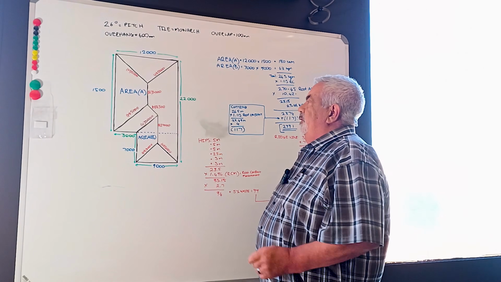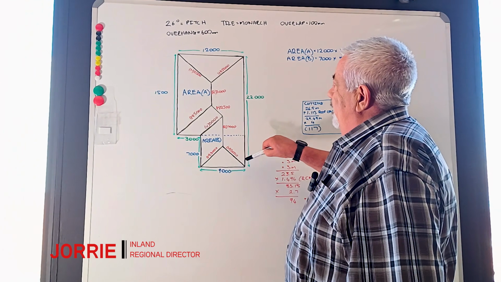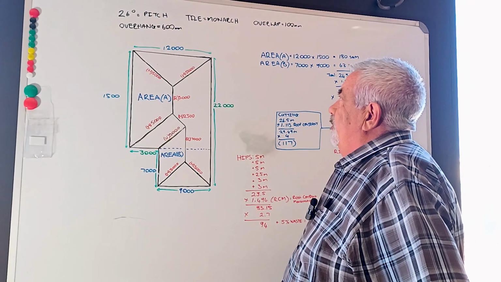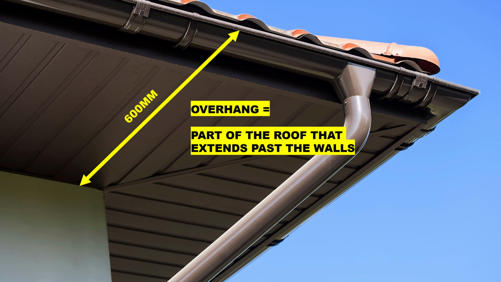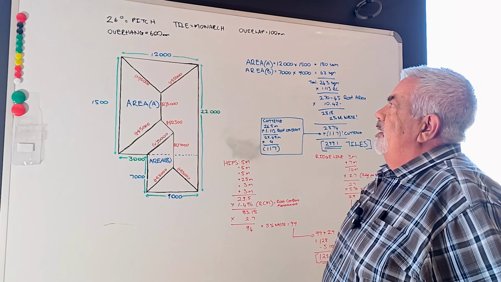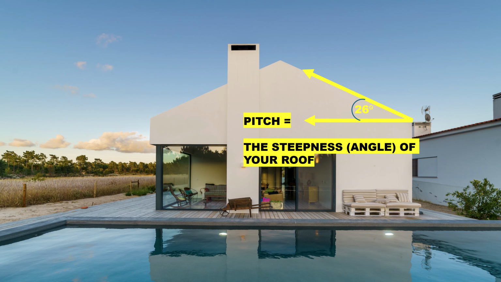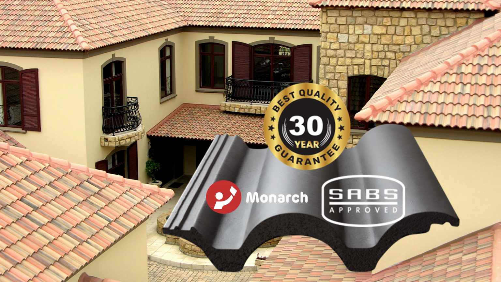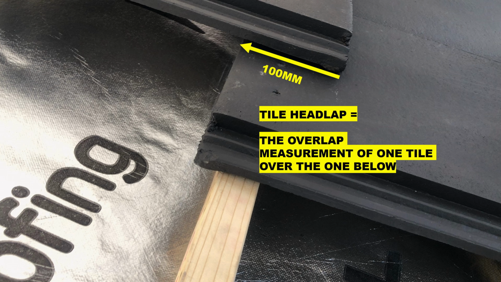What we're going to do today is use a simplistic plan showing a hip roof. We're going to use an overhang of 600 millimeters right around the house, because that's normally the standard on a hip roof. We're using a 26-degree pitch. The tile we're going to use is a Monarch tile, and the overlap of the tiles is 100 millimeters.